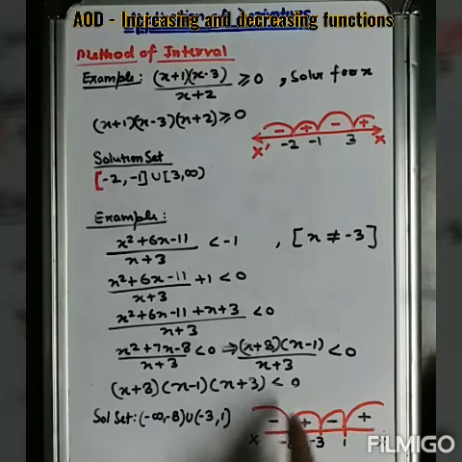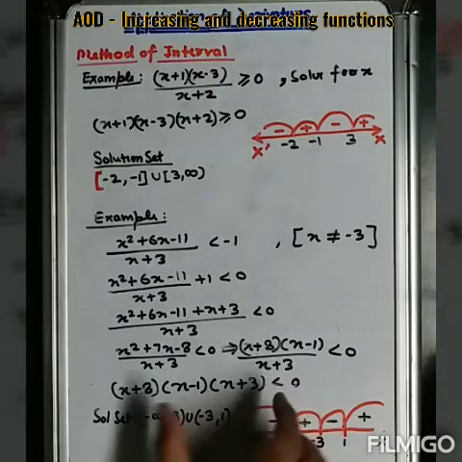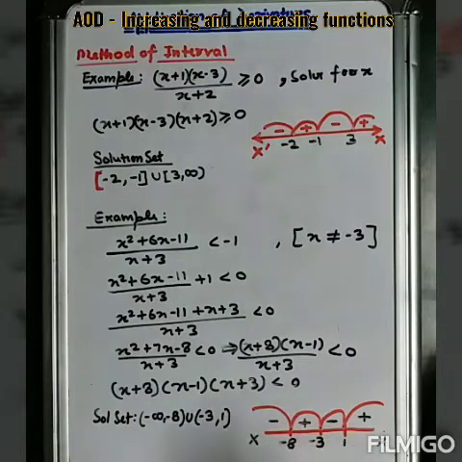This is less than 0, so we have to take what? We have to take the negative part, because any value less than 0 is what? Negative. So the answer will be minus infinity to minus 8 and minus 3 to 1. Clear?